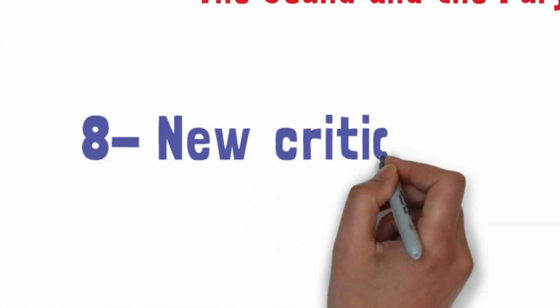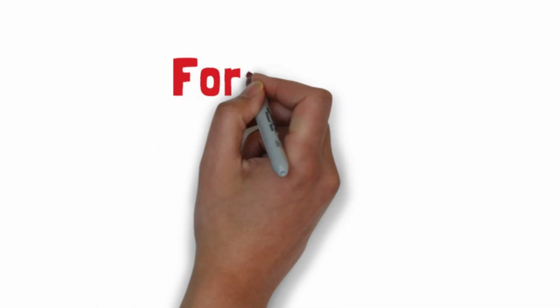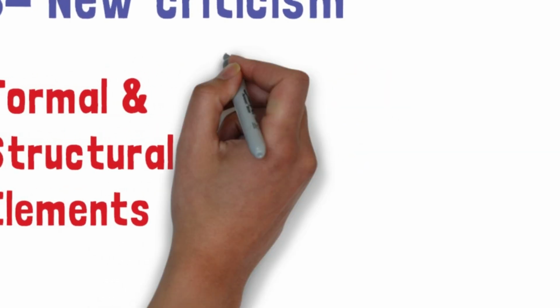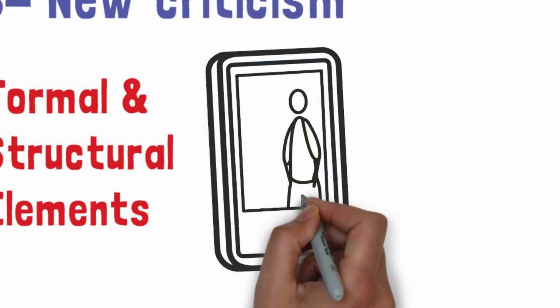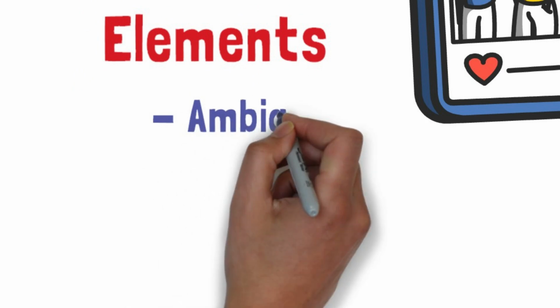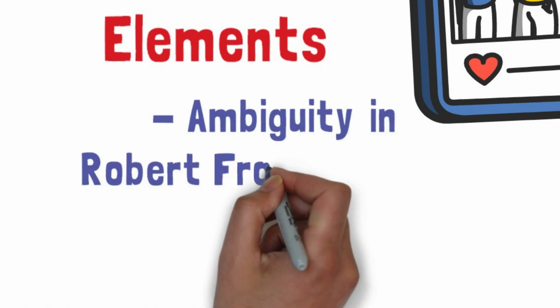Number 8 is new criticism. This approach focuses on the literary work's formal and structural elements rather than its emotional or moral elements. For example, analyzing the use of ambiguity in Robert Frost's poetry.